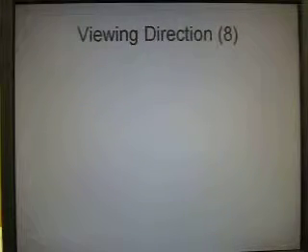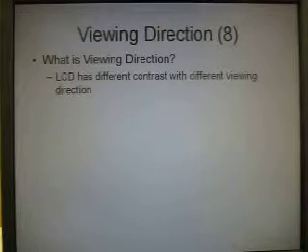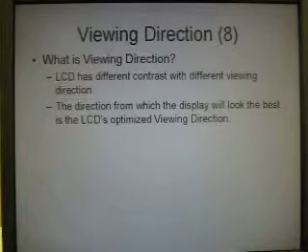In this section, we will explain what is a viewing direction, viewing angle, and the contrast. So let's first explain what is a viewing direction. LCDs have a different contrast with viewing directions. The direction from which the display will look the best is the LCD optimized viewing direction.